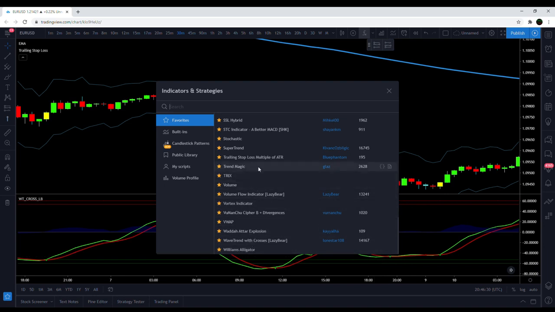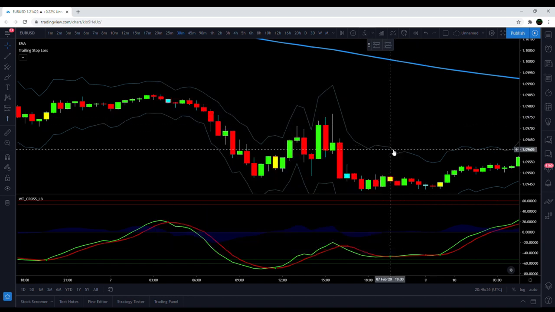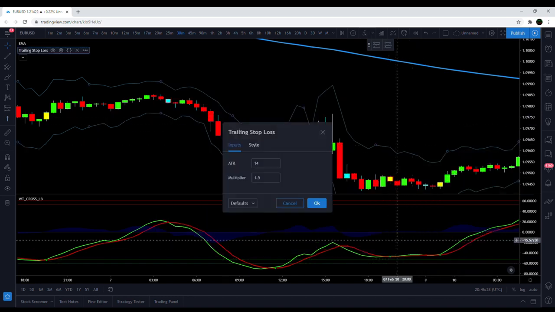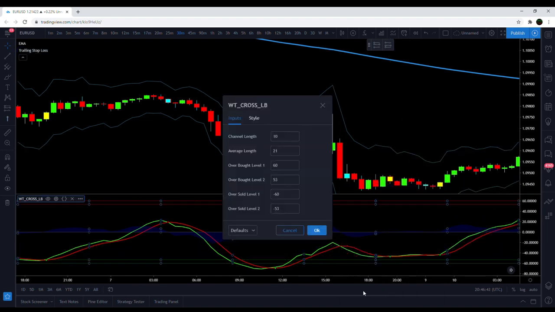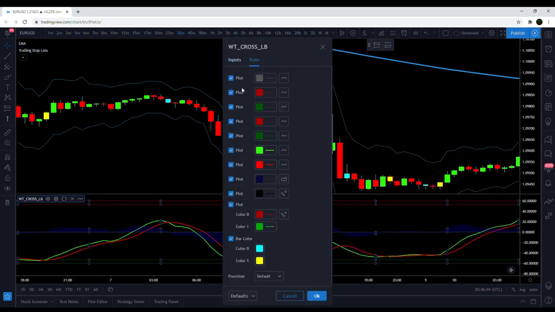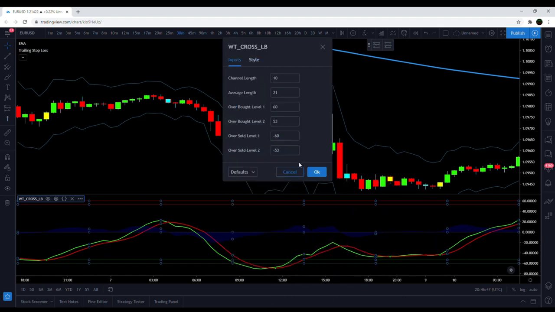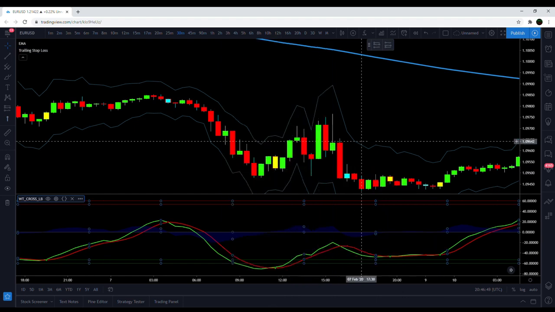So the ATR stop loss indicator is right here, Blue Phantom, and I'll show you settings. I have defaults on both. So here's this, and then settings here. Just inputs. So it's all default.